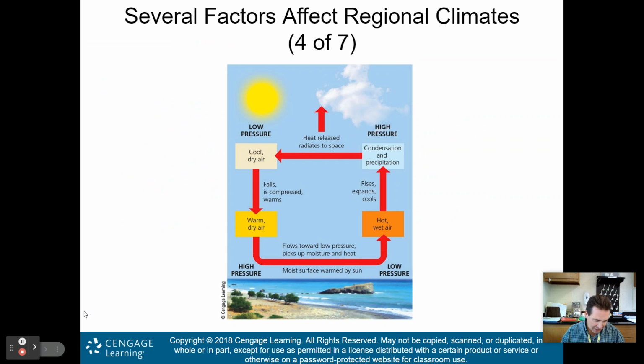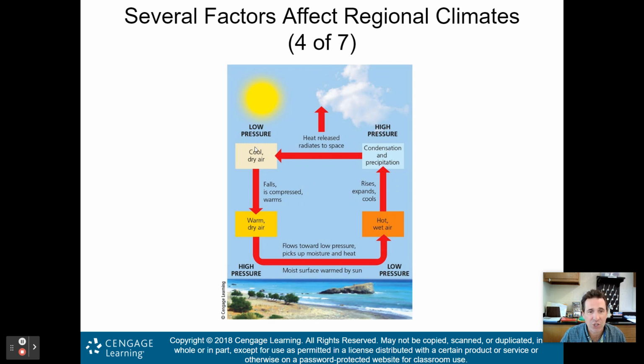So first, what we're looking at is something known as a convection cell. Convection is very important in the atmosphere. Convection is when warm material rises and cool material sinks. So in this case, we're talking about the air, right? So hot, wet air will rise in an area of low pressure, condense, and form precipitation, either rain or snow.